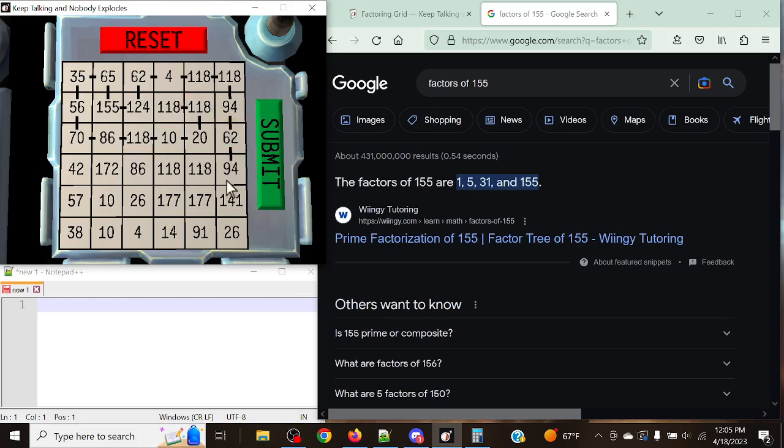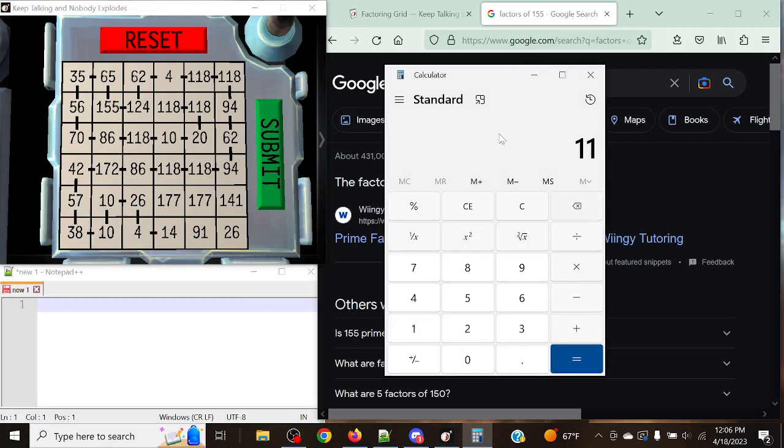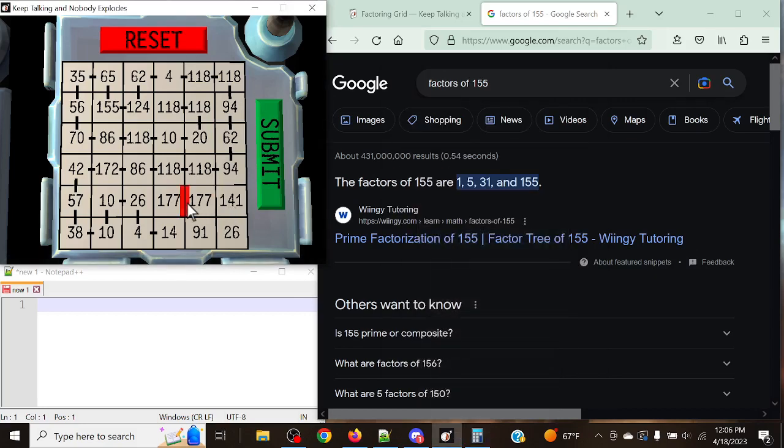Even, divisible by 3. Not divisible by 3. Even, divisible by 7? Is 177 divisible by 7? No, it's not. Is 177 divisible by 14? No, it's not. These go together.